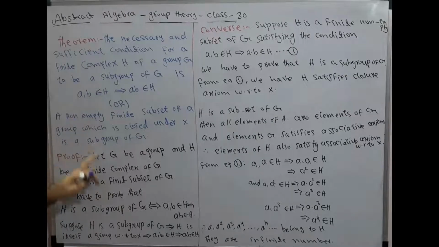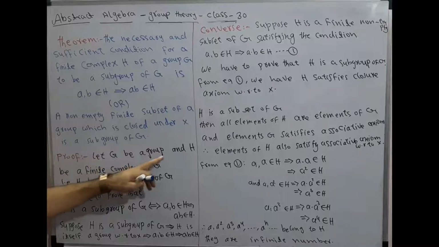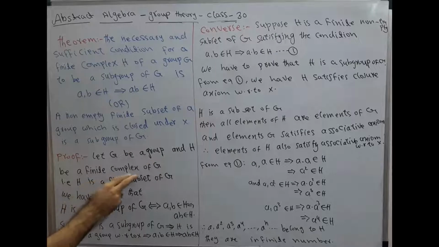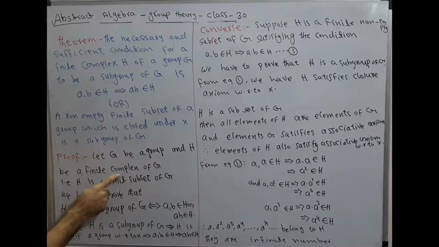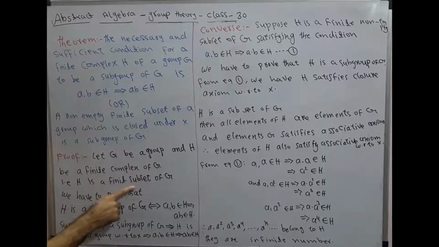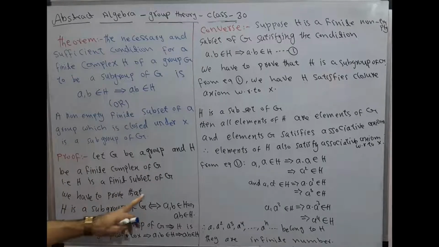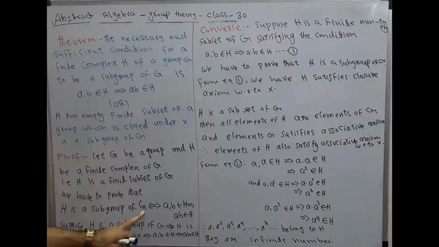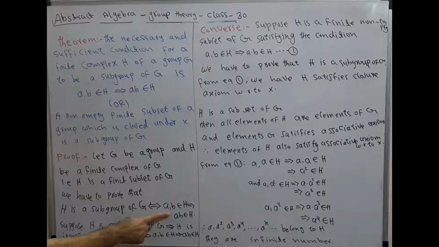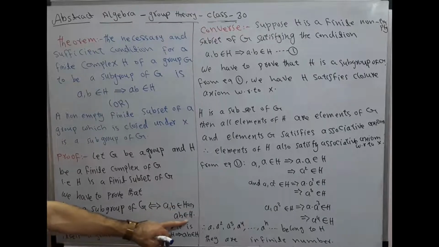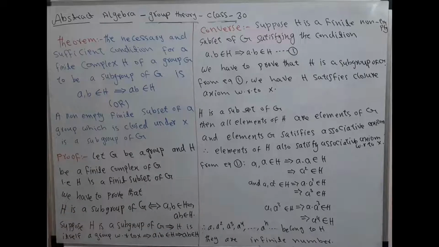Here we want to prove this theorem. First we analyze the theorem proof. Let G be a group, and H be a finite complex of G. That is, finite complex means H is a finite subset of G. We have to prove that H is a subgroup of G if and only if a, b belongs to H implies a into b belongs to H. This means closure axiom under multiplication.